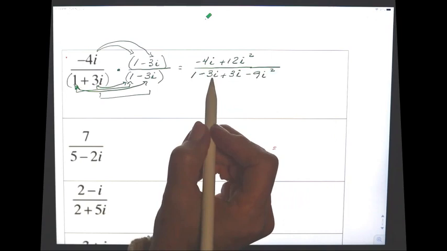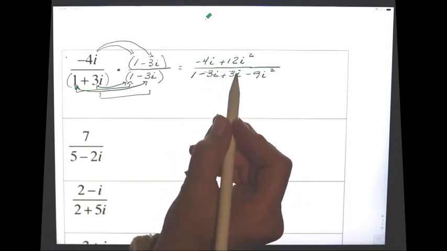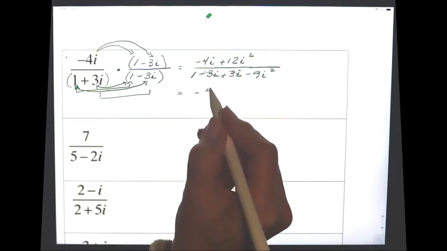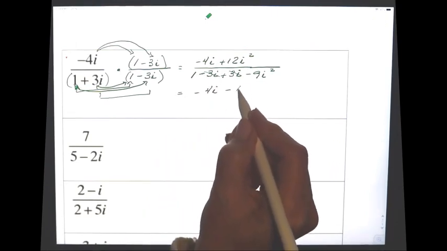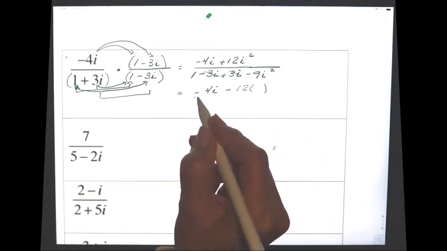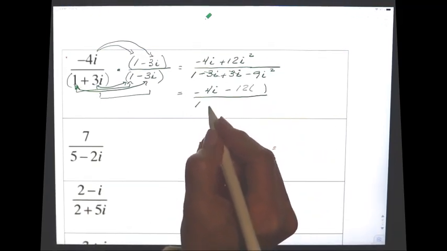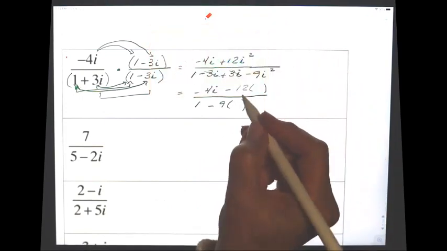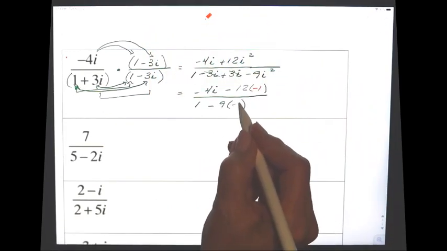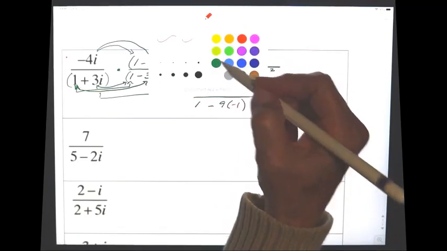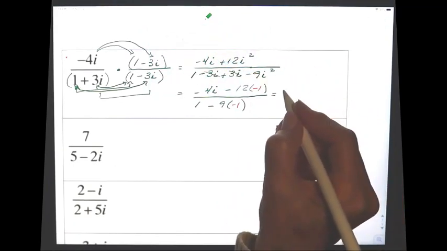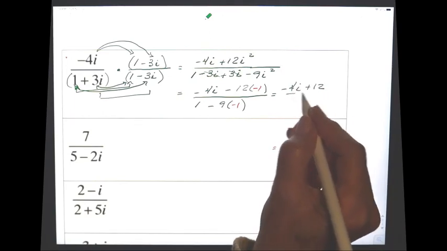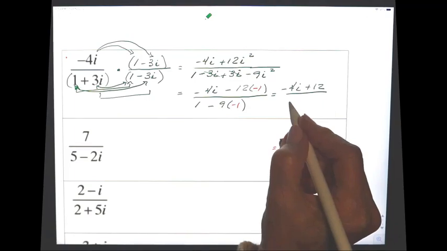Okay, so we're getting close. These two on the bottom, the positive and the negative 3i, will add up to 0. Let me go in and make those replacements for i squared. So everywhere you see an i squared, you're going to replace it with that negative 1 value. And it looks like on the top I have a negative 4i plus 12. And on the bottom I have a 1 plus 9.